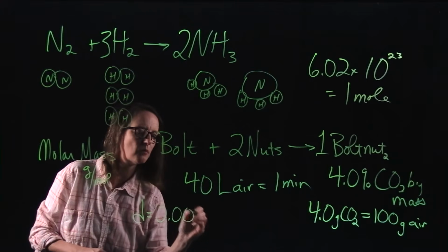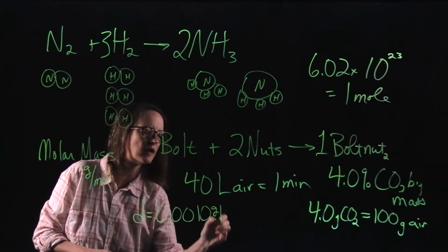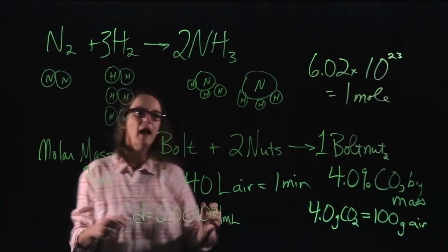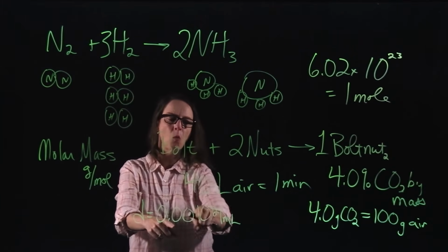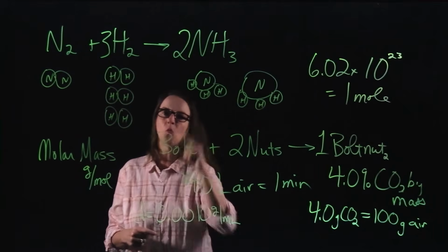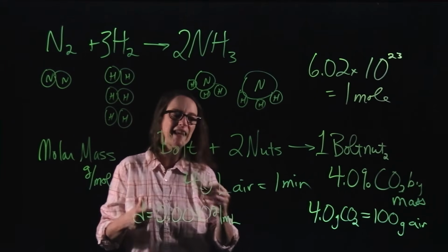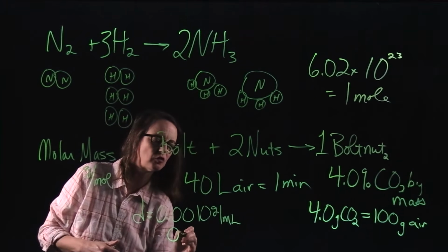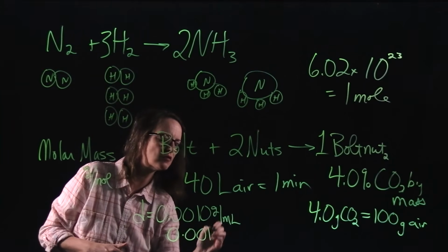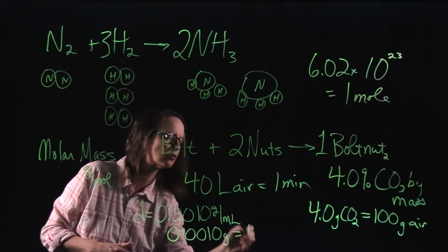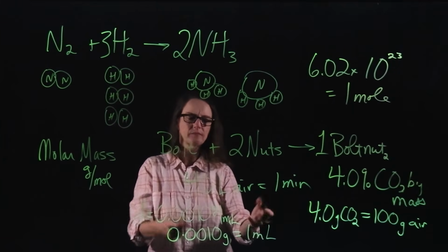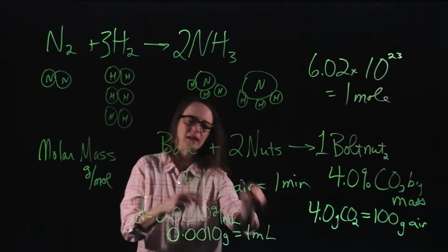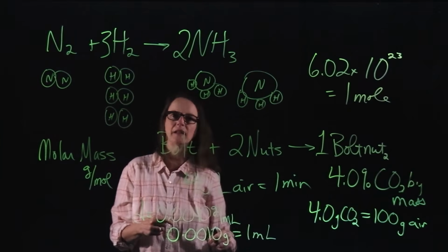The last piece of this problem involves density. Density is given as 0.0010 grams per milliliter. And remember that that means 0.0010 grams equivalent to 1 milliliter. Once again, also a conversion factor that you could write this way, 0.0010 grams equal to 1 milliliter. And this is for air. So this allows you to convert milliliters to grams or grams to milliliters.